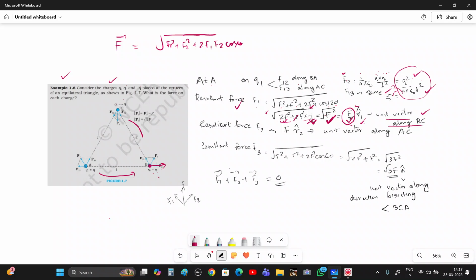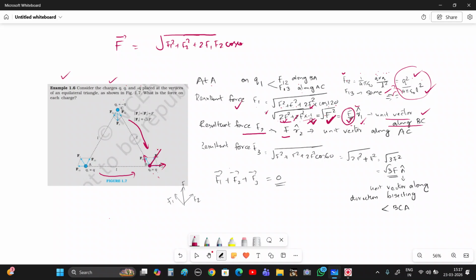And the second one will also get a force from the third one. Since that is a negative charge, unlike charges, there is attraction. So the force will be directed towards Q3. Again, we have to find the resultant force. By the same step from the parallelogram law, we will get the same answer. The resultant force F2 will also be equal to F. But we have direction, so look at the direction.